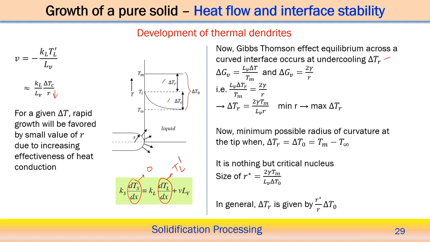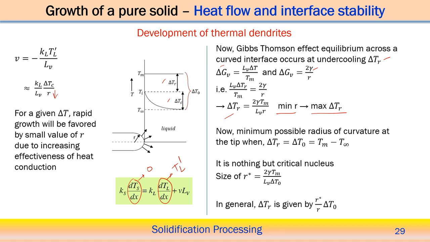If delta Tr is the degree of undercooling, the volume Gibbs free energy delta Gv is Lv delta T by Tm, at the equilibrium melting point temperature Tm. Delta Gv can also be estimated as twice gamma by R, where gamma is the surface free energy. So make them equal, and replace delta T with delta Tr, because we are assuming delta Tr is available for the Gibbs-Thompson equilibrium around the melting point. Once we make this equal, we find delta Tr equals twice gamma Tm by Lv into R. So we can see that the maximum value of delta Tr is possible for the minimum value of R.